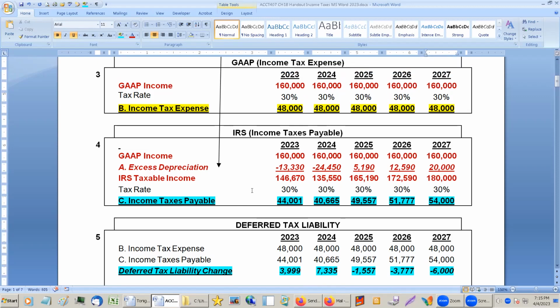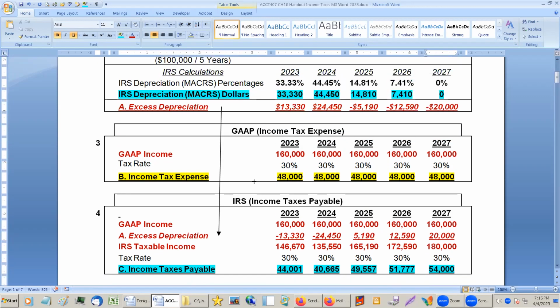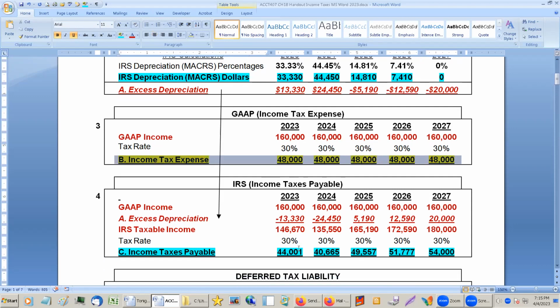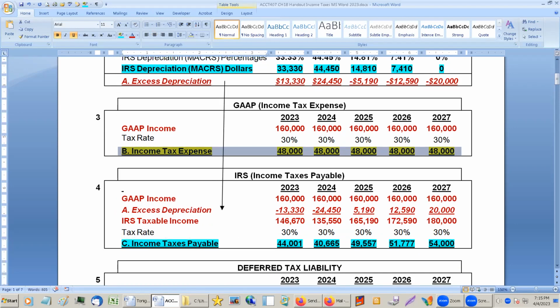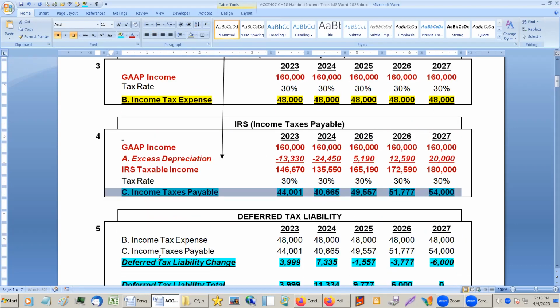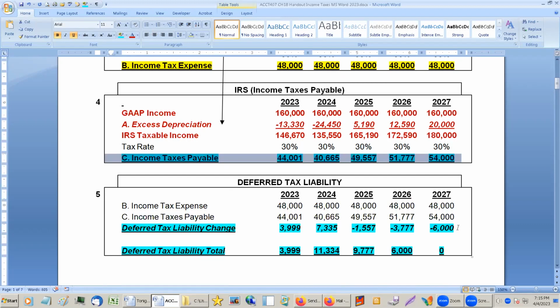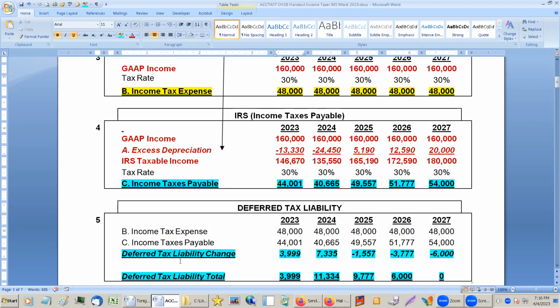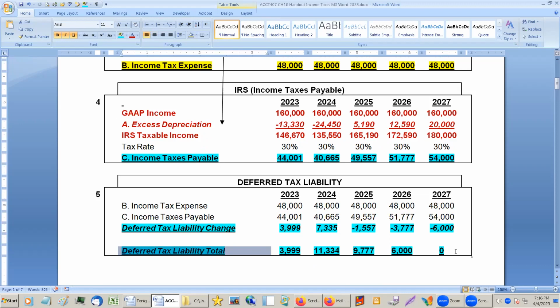So this is what we're going to be doing for our taxes. We have our income tax expense and the difference between our income tax payable. We're going to have these, what they call deferred tax liabilities. We're really not getting out of paying them. You're really not getting out of paying this by the deferred tax liability. Eventually it's going to reverse out.